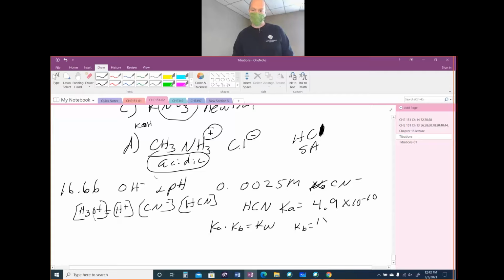So that is your Kw, 1 times 10 to the minus 14, divided by your Ka, 4.9 times 10 to the minus 10. So when you take your 1 times 10 to the minus 14 and you divide by 4.9 times 10 to the minus 10, you get 2.0 times 10 to the minus 5.